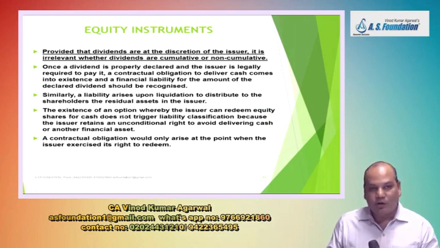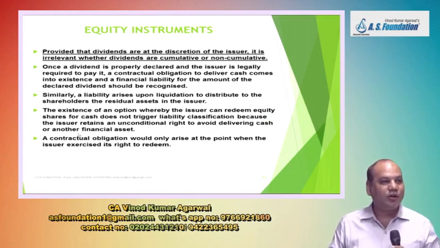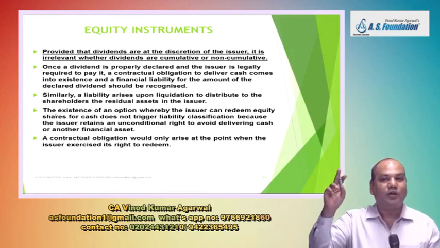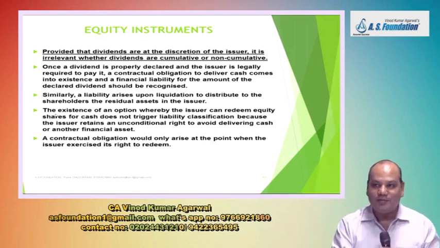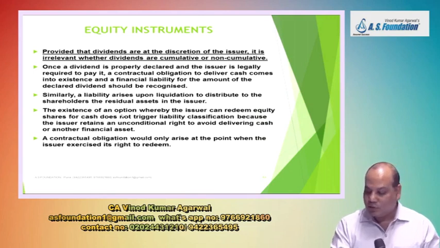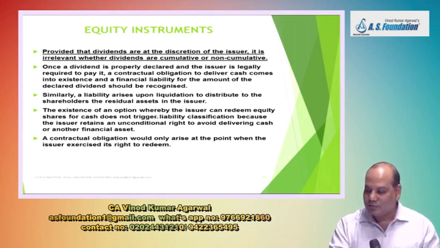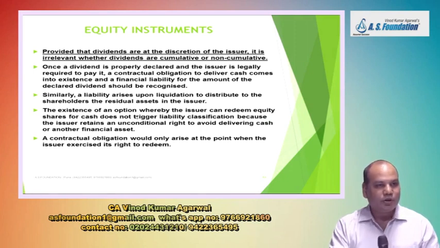The existence of an option whereby the issuer can redeem equity shares for cash does not trigger the liability, because the issuer retains an unconditional right to avoid delivering cash or another financial asset. For example, suppose there is a convertible bond, but conversion is at the option of the entity. So what will the entity do? It will not pay cash. Even though the option to pay cash is there, either cash or share, you can avoid paying cash. So remember this line, because I am going to solve a question on this.